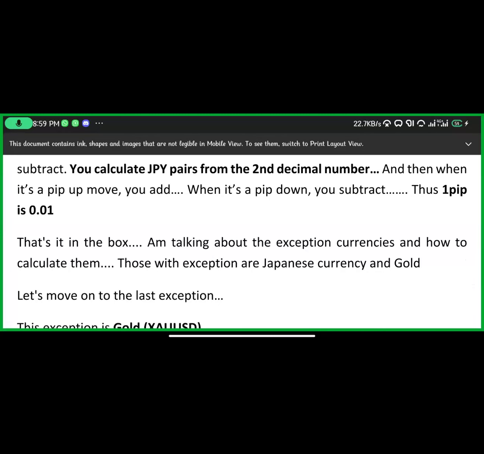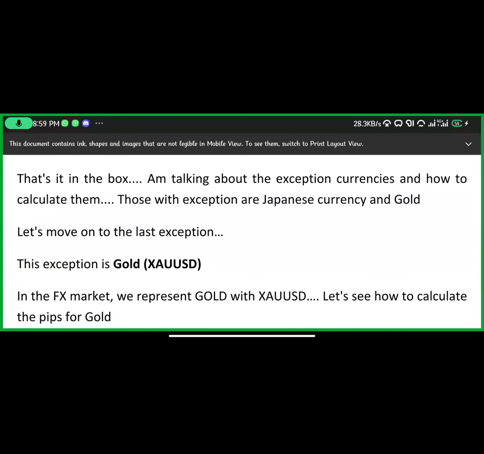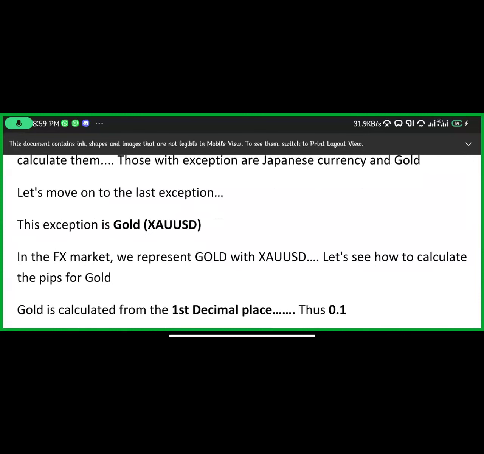So this exception pair is just like this Japanese currency, but gold is totally different. Gold can be written in 2 ways. You can write gold the way we would write it, and this is the short way of writing gold in the market. Some brokers will write GOLD, while some brokers will write XAU USD. That means gold to US dollar. Are we together? So in the FX market, we represent gold with XAU USD. So let's see how we calculate the pips of gold.